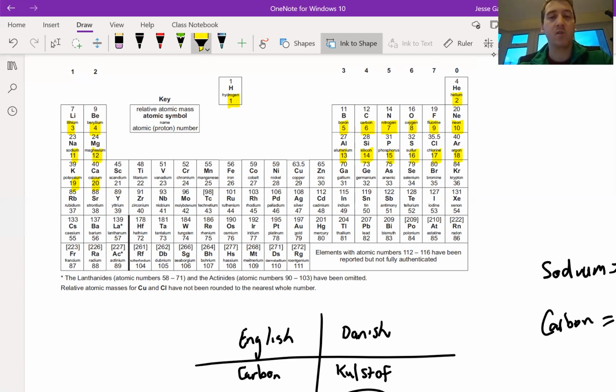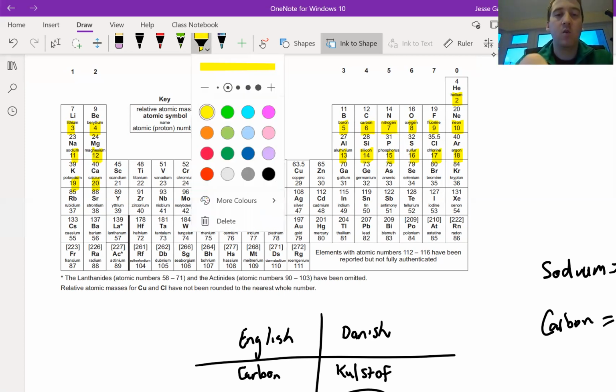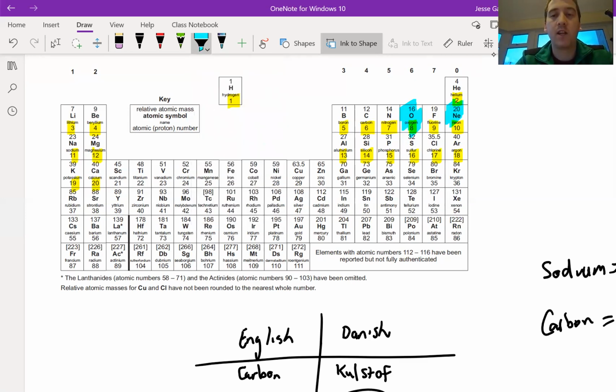So if I was to ask you, why does oxygen come before neon? So here they are, I'll highlight them. Why does oxygen come before neon in the periodic table? We would talk about the atomic number of oxygen is smaller than the atomic number of neon. So it has to come before the neon in the periodic table.